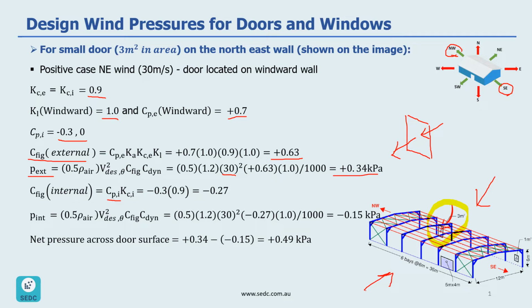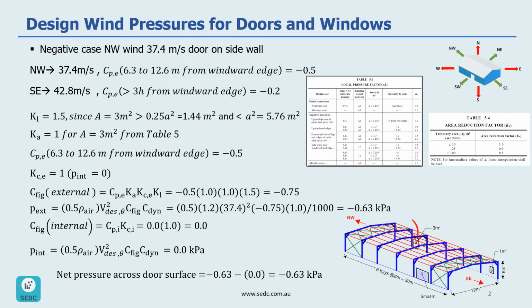So in this case, we can add these 2 values together and get the largest value. So as a result, we are looking at the negative case, and our CFIG would be negative 0.27. And then our internal wind pressure with this CFIG would be negative 0.15. Now, if we add internal wind pressure with the external wind pressure, we can get the net pressure on this door, which is going to be positive 0.49 kPa.